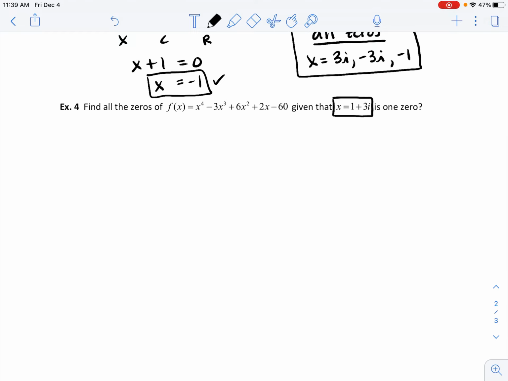Remember, they come in pairs. So if 1 plus 3i is a 0, that means x equals 1 minus 3i is also a 0. Whoops, I can't spell. Okay, that's really driving me nuts. Sorry.